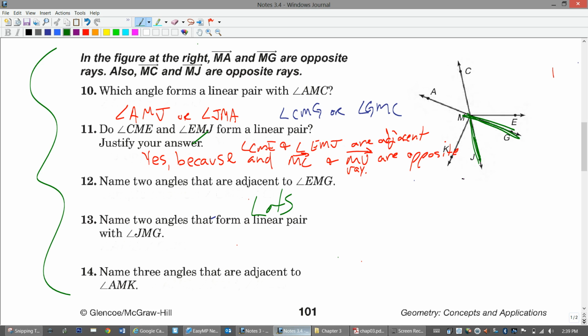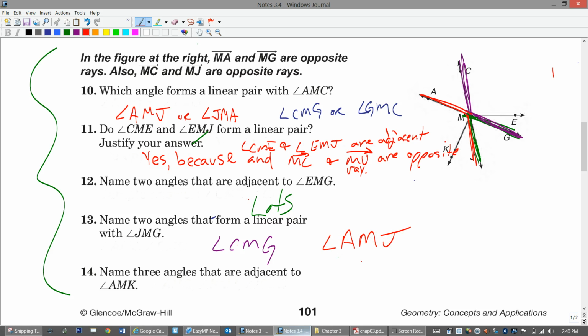Number 13, two angles that form a linear pair. One angle would be CMG. The other angle would be AMJ.